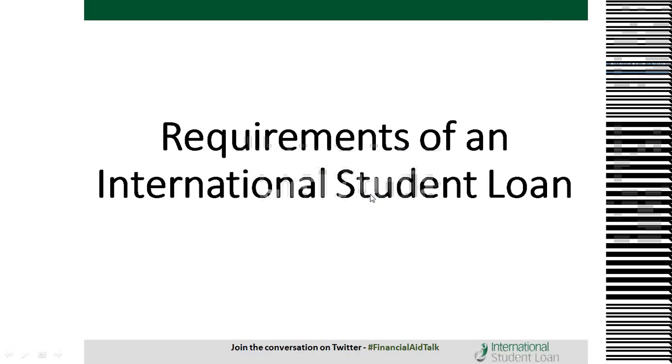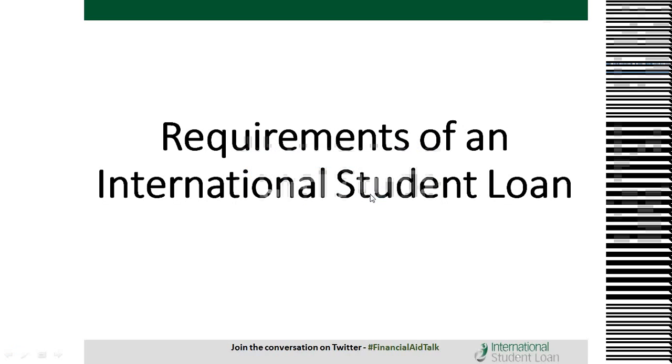Okay. We have another question. What are the criteria for a cosigner? Criteria for a cosigner include: one, they must be a U.S. citizen or permanent resident; two, that they've been in the U.S. for the last 2 years; and three, that they have good credit.